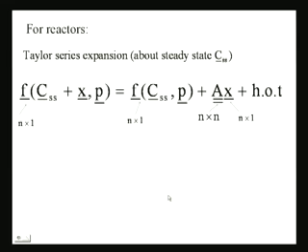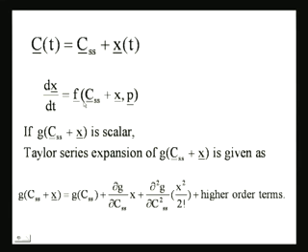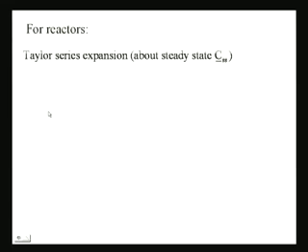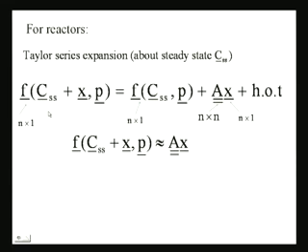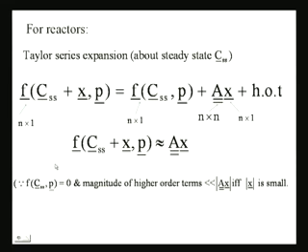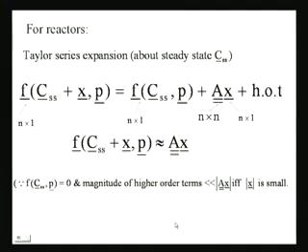And what was f(css + x, p)? Let me remind you, that was dx/dt. So, essentially what we have is dx/dt equals Ax, is it right? Now, this is what I just said. If x is very small, then the magnitude of the higher order terms is going to be smaller than the first order, right? This is what I explained in the scalar case. Because higher order terms, x squared, x cubed, are obviously going to be smaller.